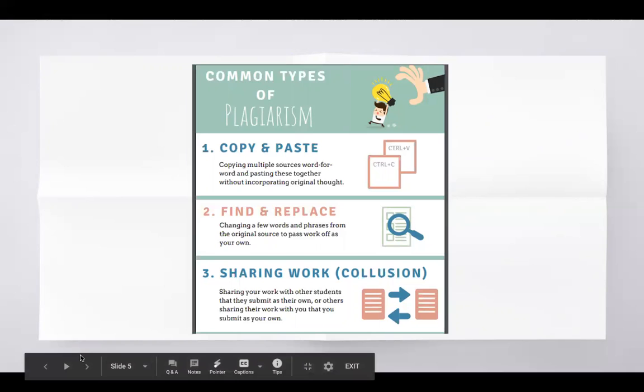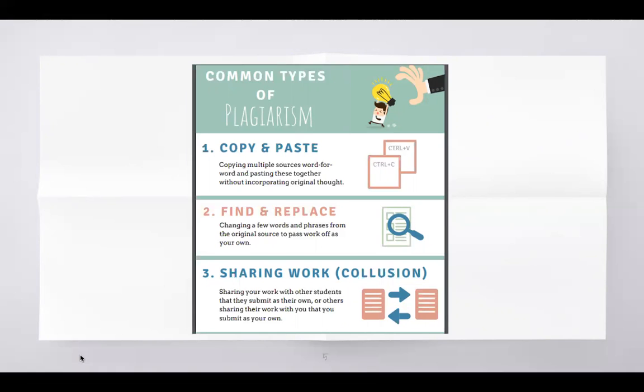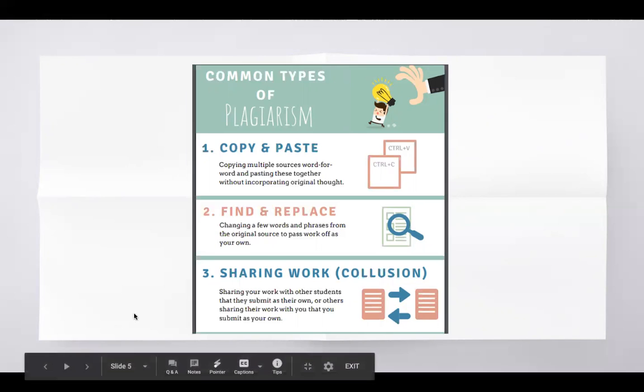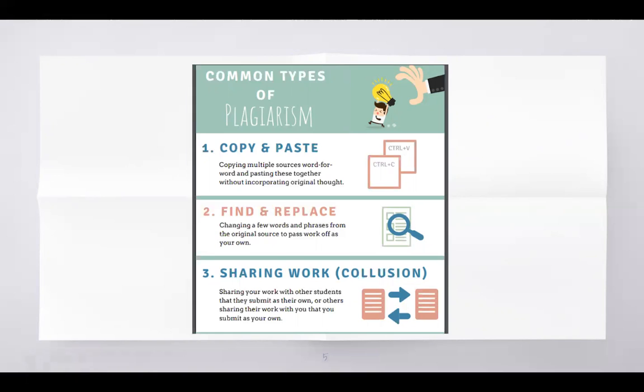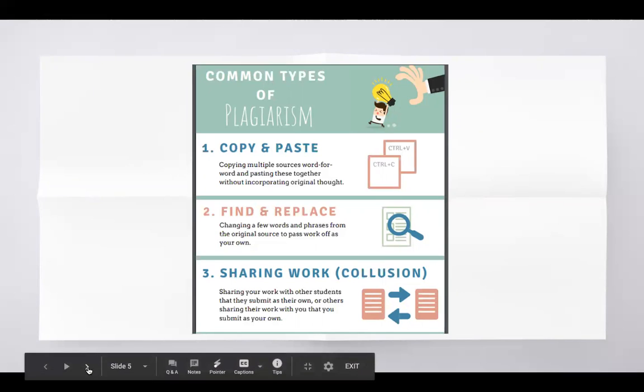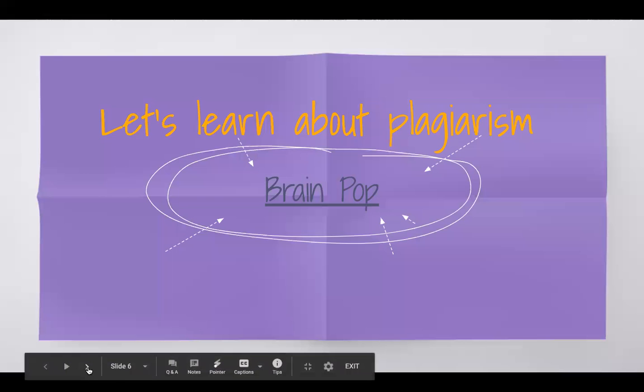There's find and replace, which is another one. This is where you change just a couple words or phrases and then pass it off as your own. So you're not changing enough. And then sharing work, collusion, sharing your work with other students that they submit as their own, or others share their work with you and you submit it as your own. So, that's kind of back to the old school cheating if somebody else is doing the work and you're turning in with your name on it.